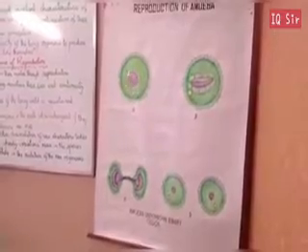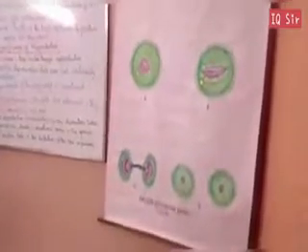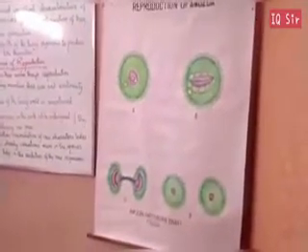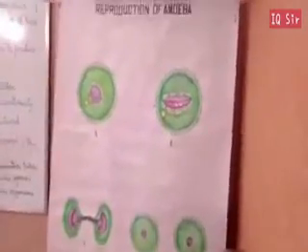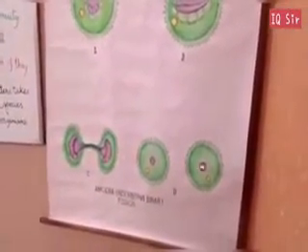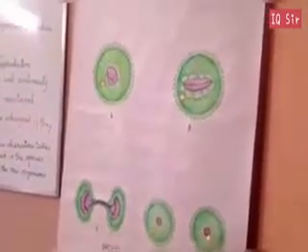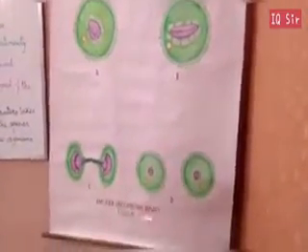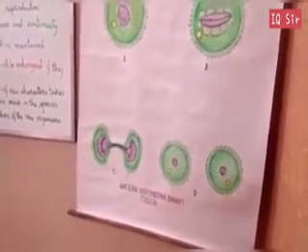Before reproduction, it stores food material and the nucleus enlarges. In the first step the nucleus elongates. In the third step, it becomes dumbbell shaped. And finally, it splits into two. So the mother cell splits into two daughter cells. This is the simplest method, known as binary fission, as in amoeba undergoing binary fission.